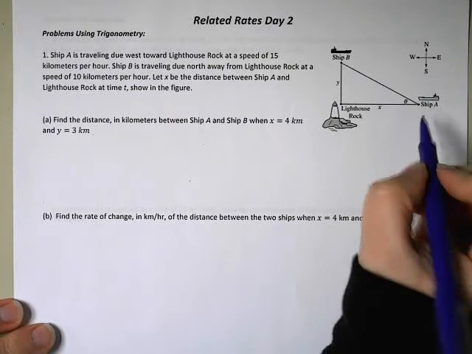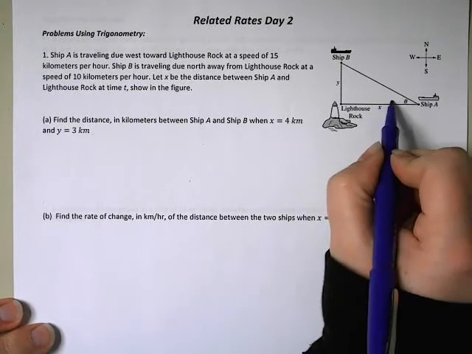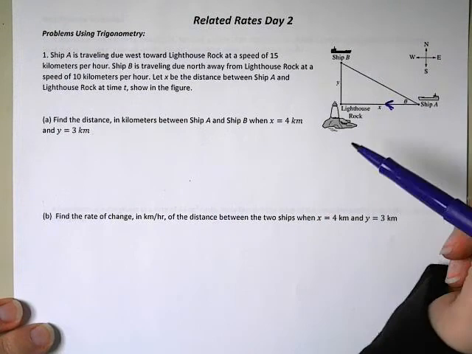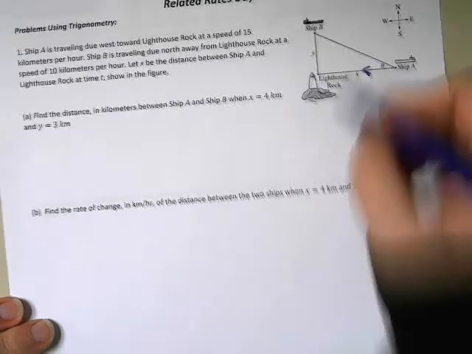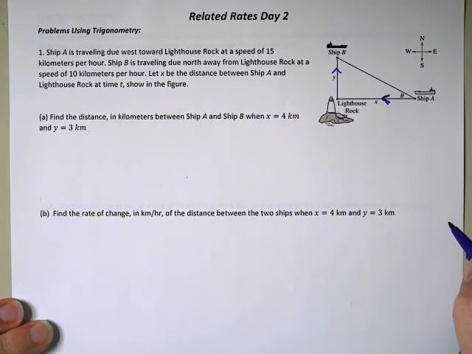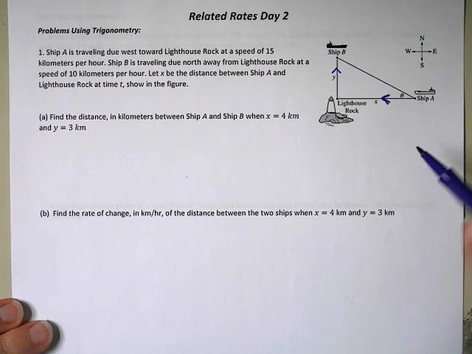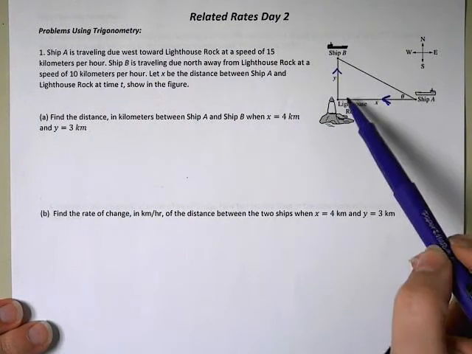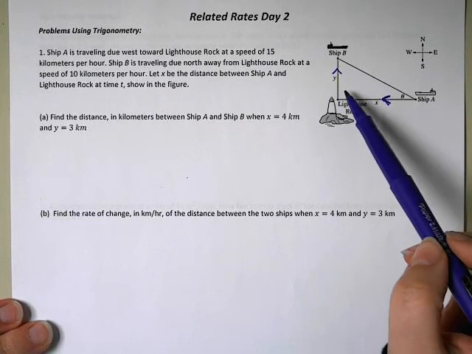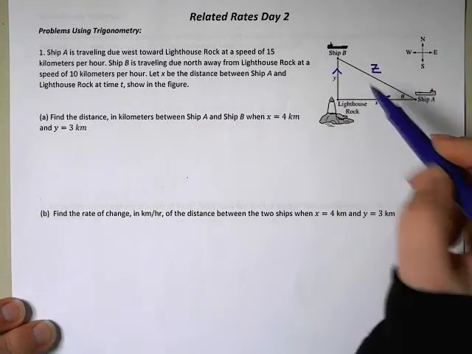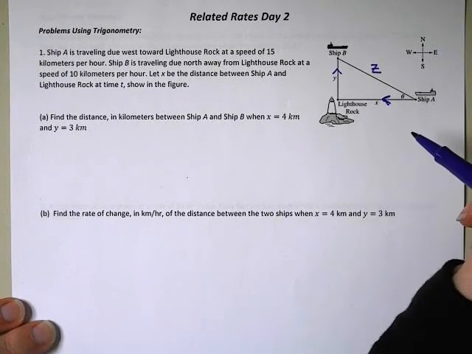per hour. So that means ship A is heading this direction. And then ship B is traveling due north away from Lighthouse Rock, so that's going this direction at a speed of 10 kilometers per hour. Let x be the distance between ship A and Lighthouse Rock at time t, as shown in the figure. We've also got the distance between Lighthouse Rock and ship B is y. And then I'm going to put a z and call that the distance between ship A and ship B.